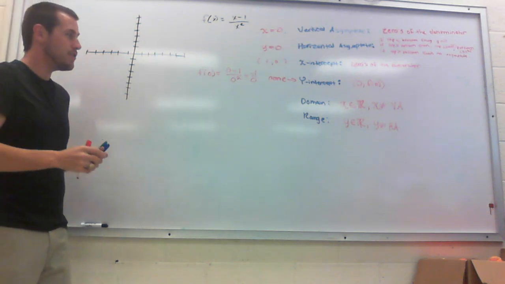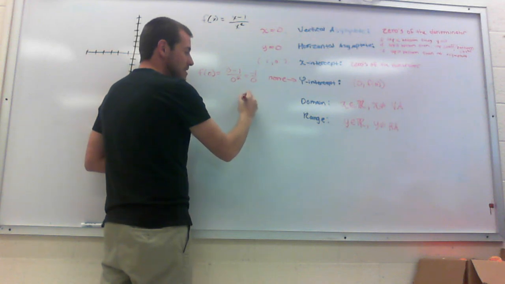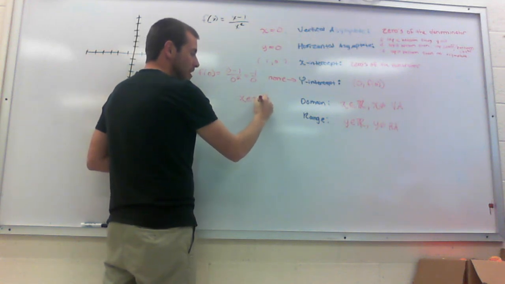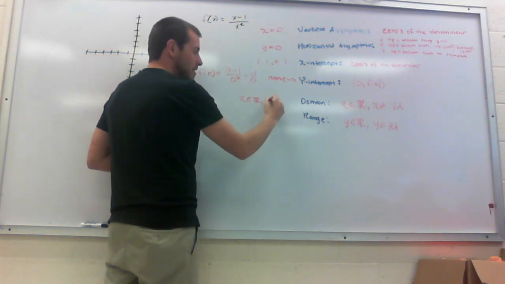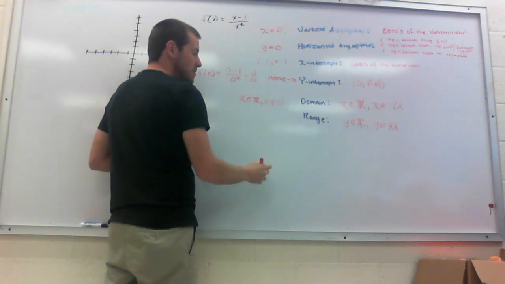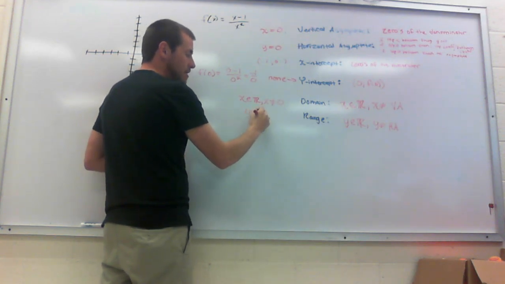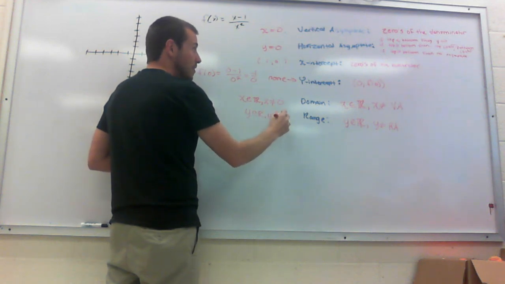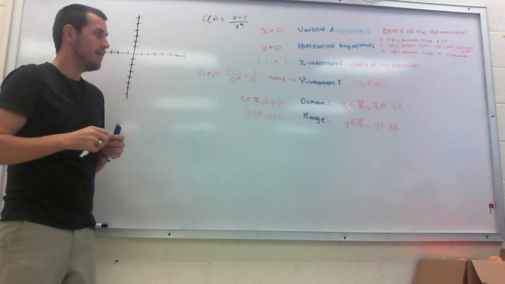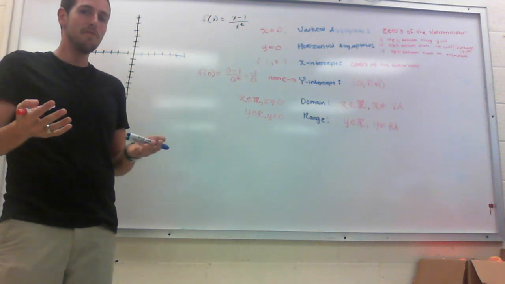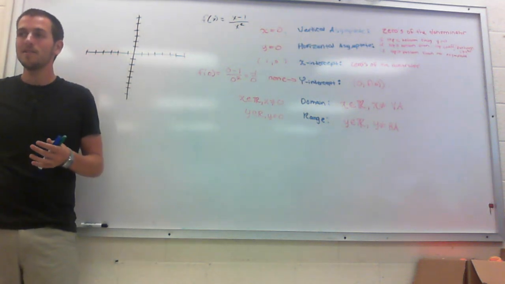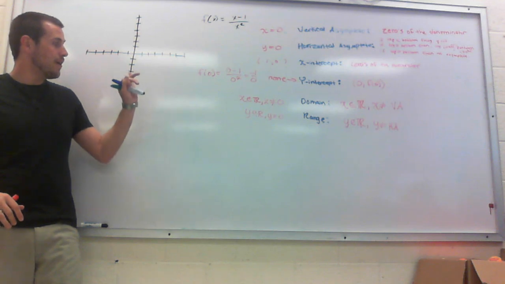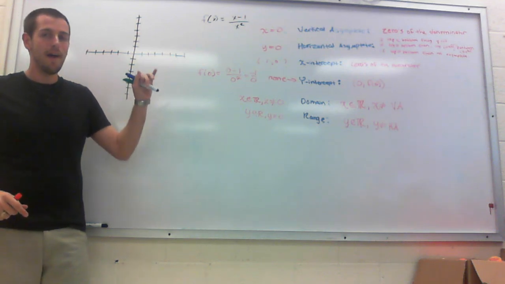Domain and range hasn't really changed much. Domain's still just x contained in all real numbers, except x not equal to our vertical asymptote, which is 0. Range is y contained in all real numbers, except y not equal to our horizontal asymptote, which is 0. So I found the 6 preliminary pieces of information I need to actually graph this, and I'm going to go ahead and graph what I have so far.